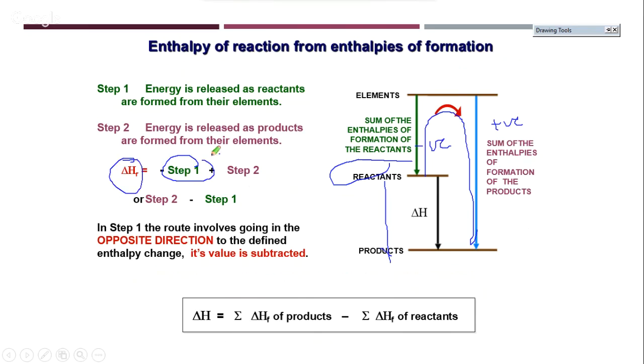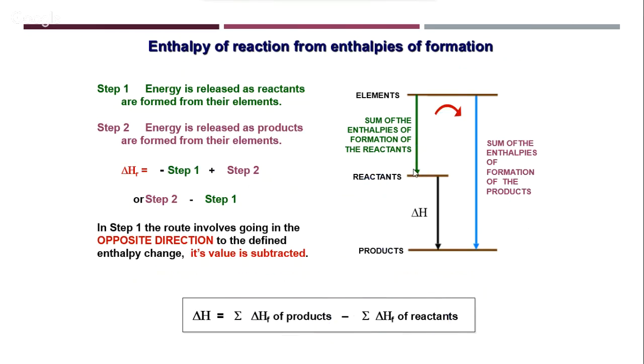Okay, so delta H of this reaction is nothing but delta H formation of products minus delta H formation of reactants, both of them. Please note that I have used a minus sign here because to go from reactants to elements, you will have to give in energy. So that is in the opposite direction to that of the formation of the reactants.